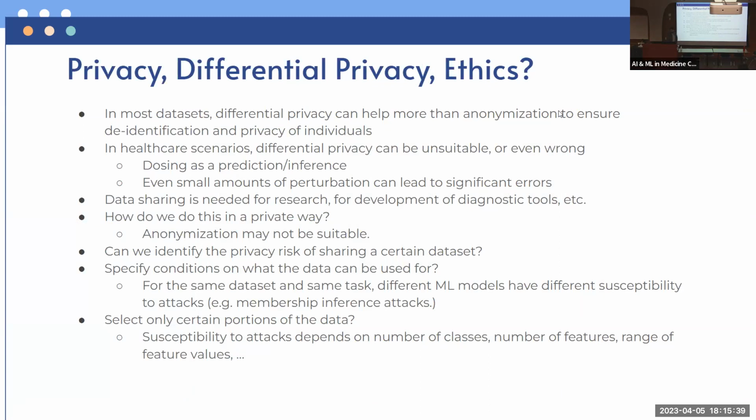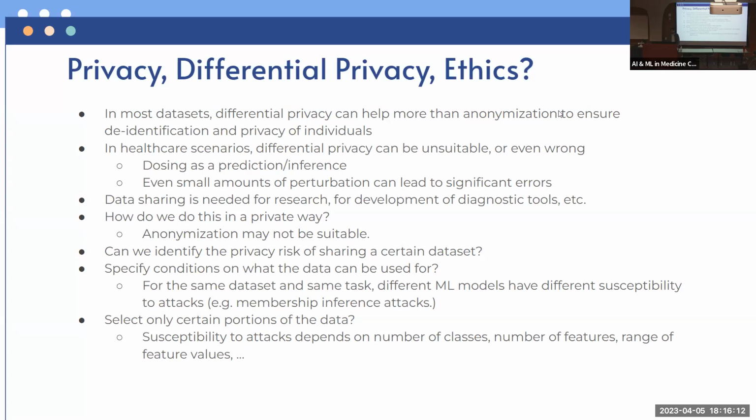And then Nidhi told you a little bit about privacy and differential privacy. And essentially one of the major things at the end was, in most data sets, you could actually do differential privacy to help. And it's actually better than anonymization mostly, in terms of de-identification and privacy. But in healthcare scenarios, you might not be able to use differential privacy. Why? For example, dosing was an example that she gave. When you're using it as prediction or inference, even a small amount of perturbation can actually result in deadly consequences.